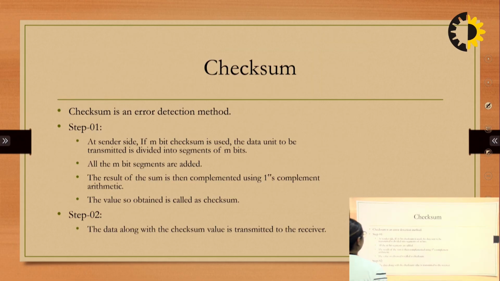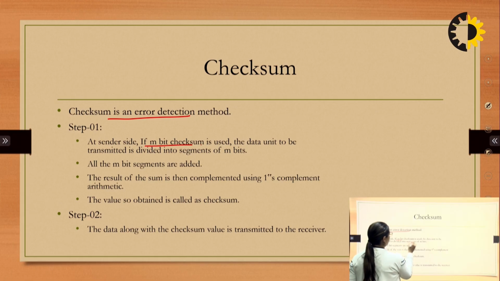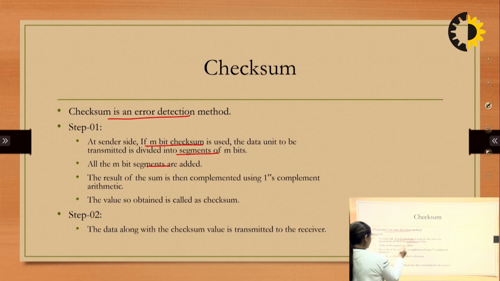The third method is the checksum. Checksum is an error detection method. At the sender side, an m-bit checksum is used and the data to be transmitted is divided into different segments of m bits. All the m-bit segments are added and the result of the sum is then complemented using 1's complement.